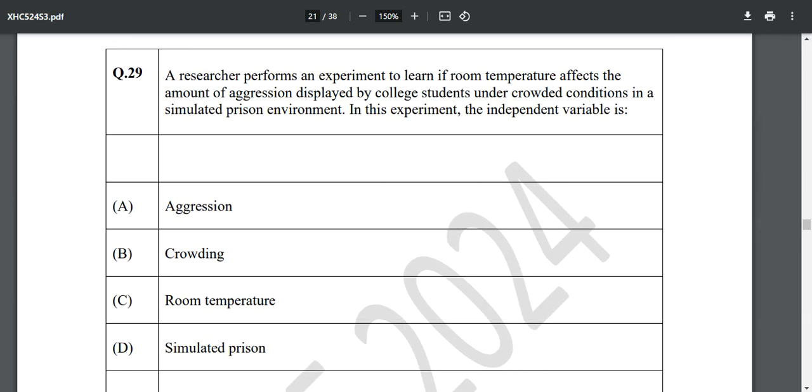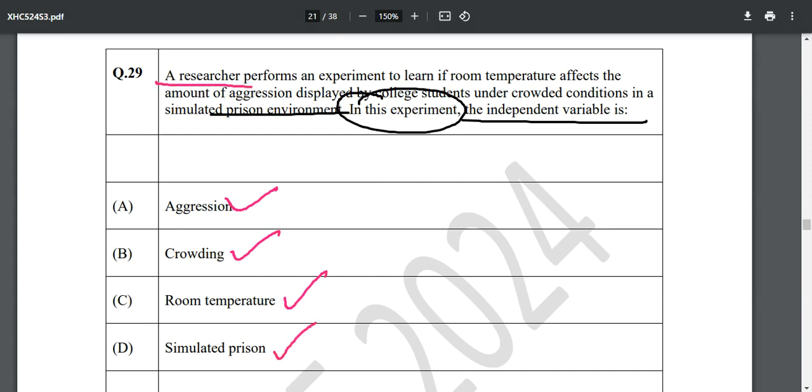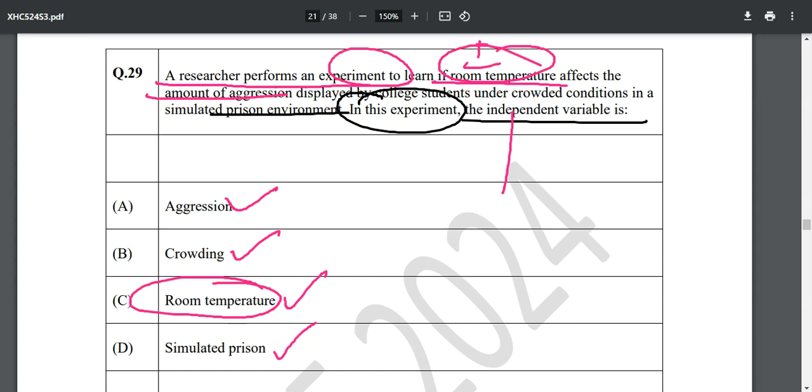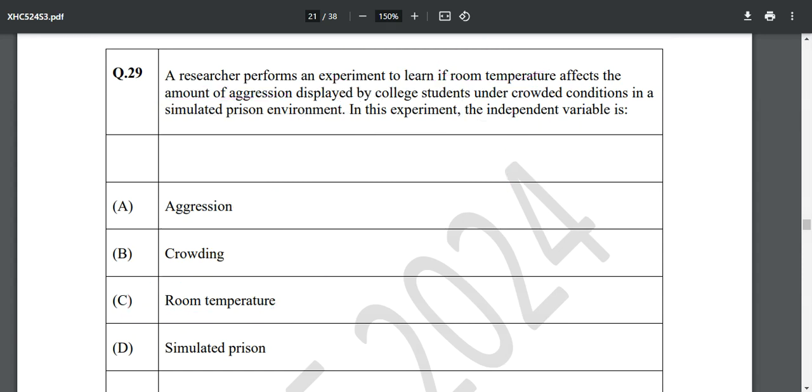Then moving ahead, a researcher performs an experiment to learn if room temperature affects the amount of aggression displayed by college students under crowded conditions in a simulated prison environment. In this experiment, the independent variable is aggression, crowding, room temperature, or simulated prison. A researcher performs an experiment to learn if room temperature affects the amount of aggression. This is IV, this is DV. Room temperature, what is it asking? Independent. Yes, room temperature is the correct answer over here.